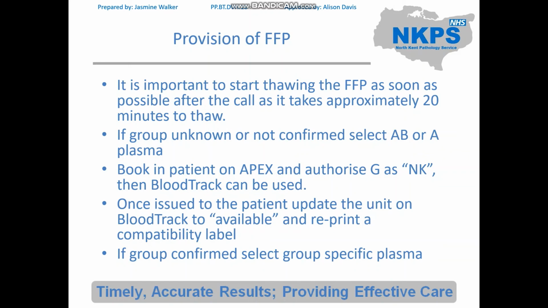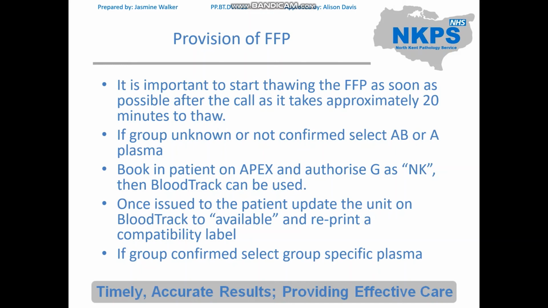It's important in the lab that you start thawing the FFP as soon as possible after the call, as it takes approximately 20 minutes to thaw. If it's an unknown group or not confirmed, then AB or A plasma should be selected.